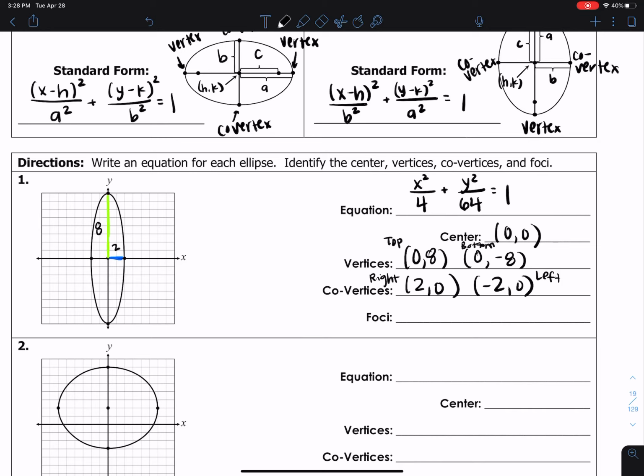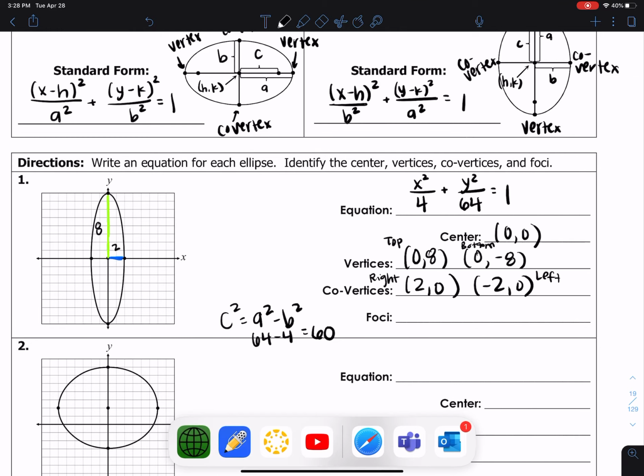So we have our equation, we have our center, we have our vertices, covertices. Now we just need the foci. So to find the foci, we do c squared equals b squared minus, not b squared. I still am trying to do b squared first. I don't know why. A squared minus b squared. So that's 64 minus 4, which gives us 60. So I'm going to look at what the decimal is of that.